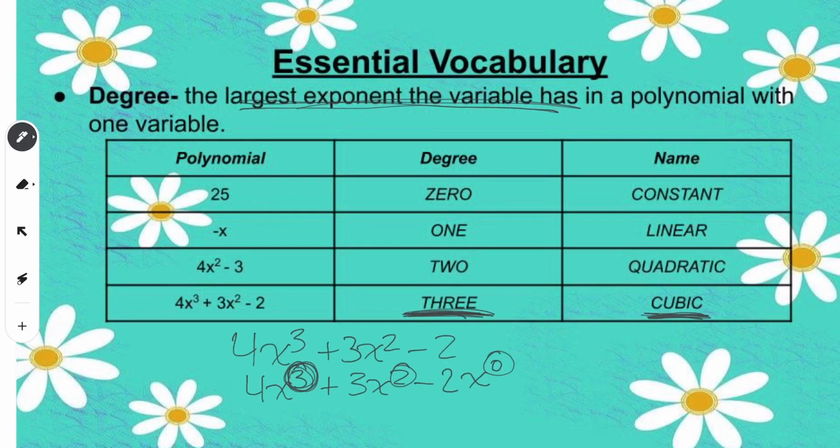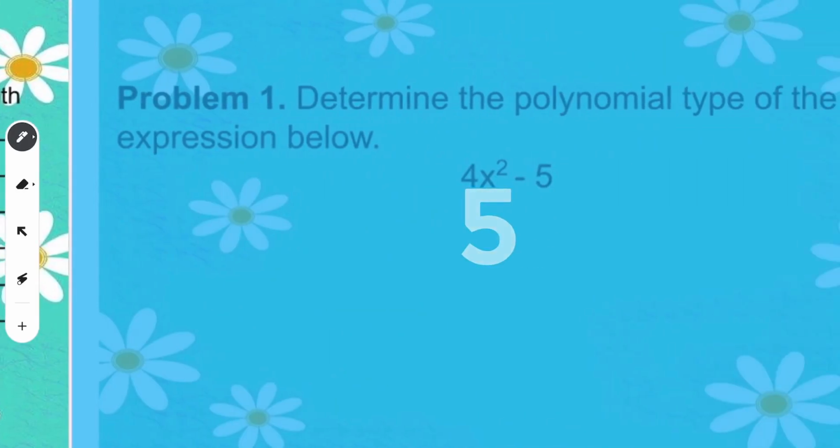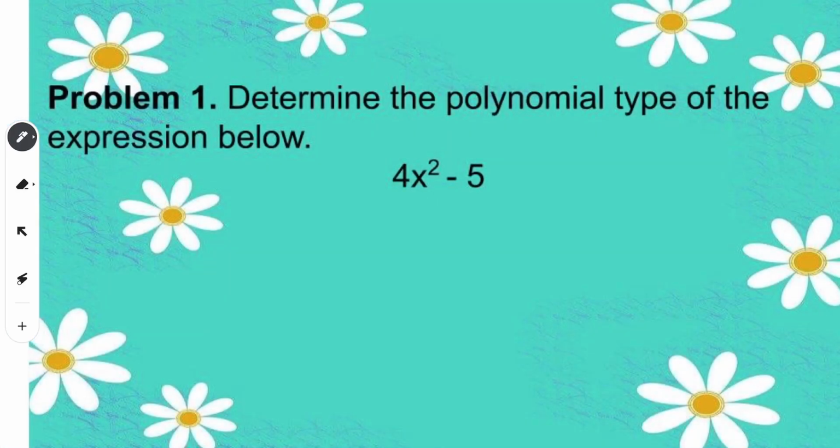Again, we have the highest exponent of 3, the degree is 3, and this is known as a cubic polynomial. So 4x cubed plus 3x squared minus 2 is a cubic polynomial, and it has a degree of 3. So our first problem, determine the polynomial type of the expression below. We have 4x squared minus 5.